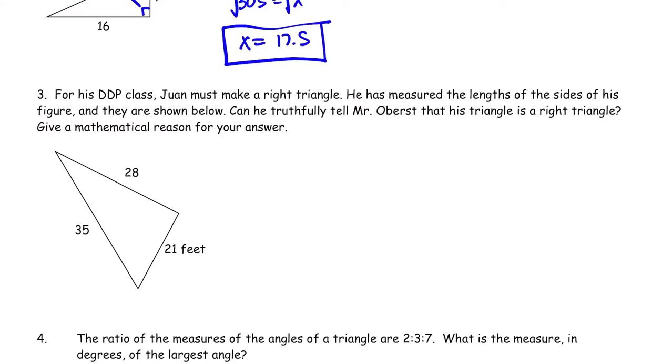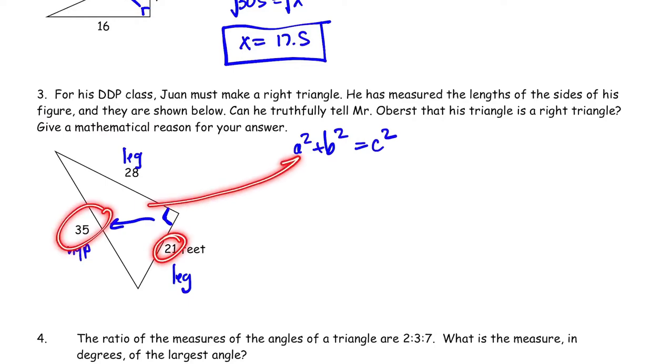Well, if this is to be a right triangle, obviously this would have to be the right angle, which makes this right here the hypotenuse. And this would be one leg, and that would be the other leg. Well, a squared plus b squared has to equal c squared. We know the numbers, so we just have to plug these in here, and hypotenuse over here. If it works out, then yes, it's a right triangle. If both sides are not equal, then no, it's not.